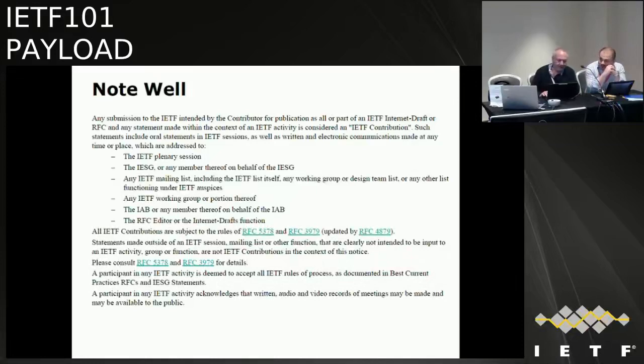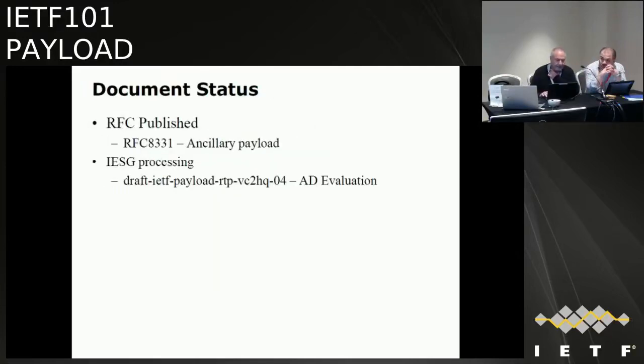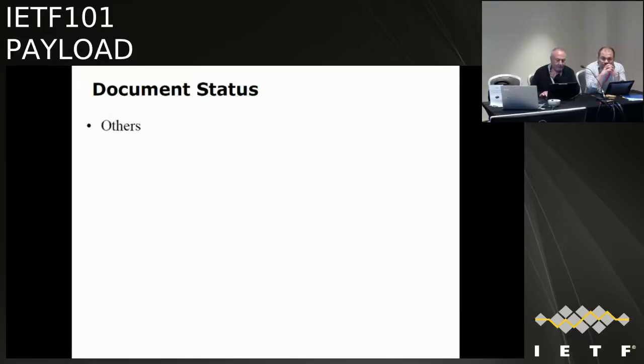But you've seen before, in the previous session, the AVT agenda and status update: the payload format for flexible FEC, VP9, TSV CIS codec, Tetra audio codec, and we'll end hopefully on time. Since the last meeting, we had RFC 8331, which is the ancillary payload, published, and we have VC2 high quality in AD evaluation. That's the current document status.